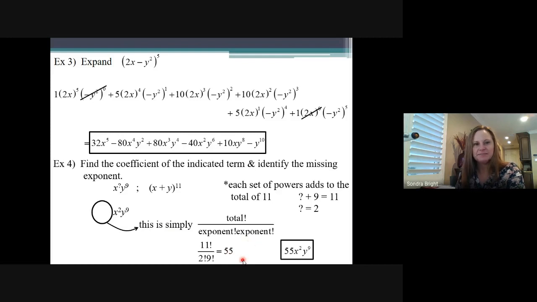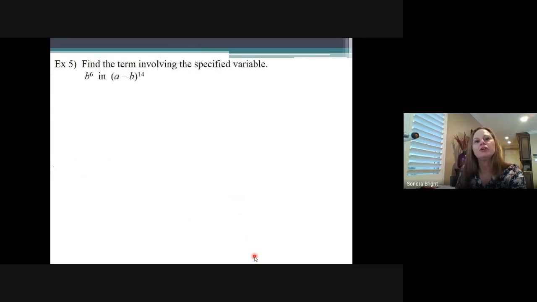All right, how about find the term involving b to the 6th in the expansion of a minus b to the 14th. So I know I've got a to some power and negative b to some power, but we want the one that has b to the sixth. So if I want b to the sixth, this exponent plus 6 is going to equal 14, that makes it to the eighth.